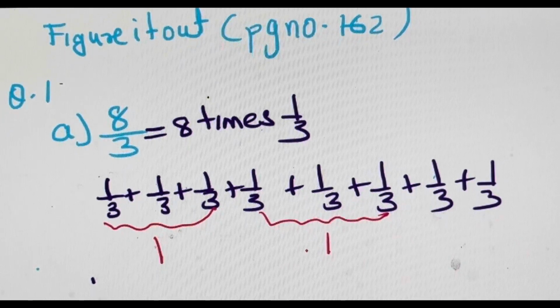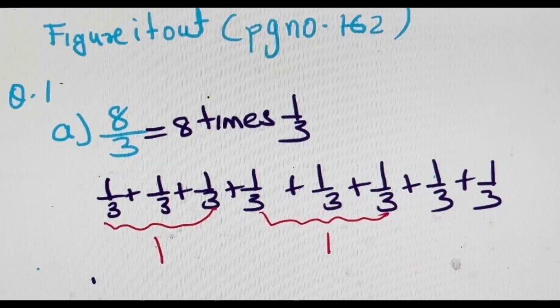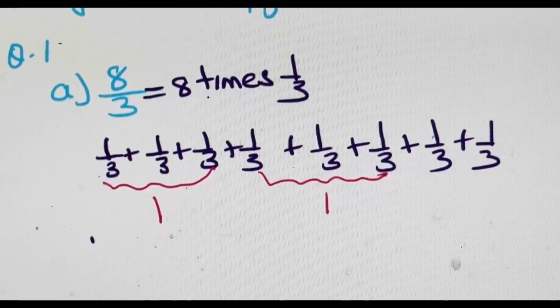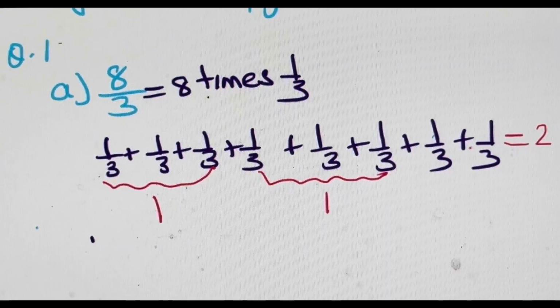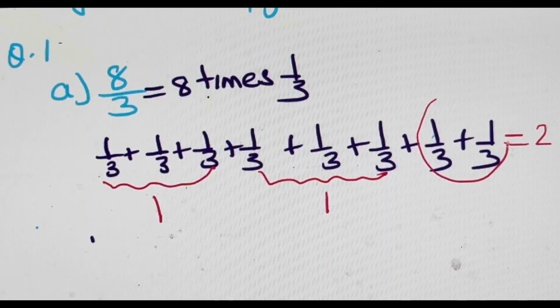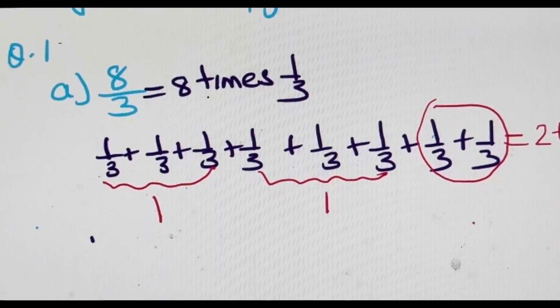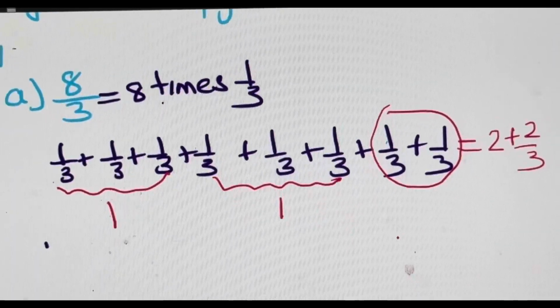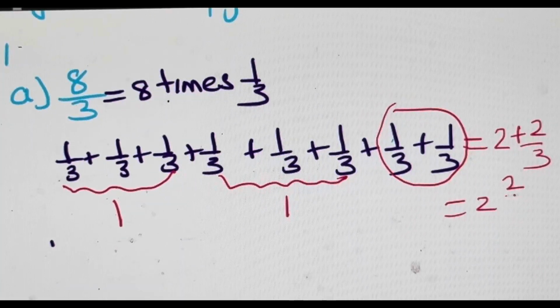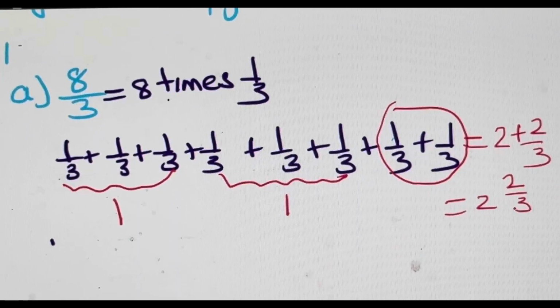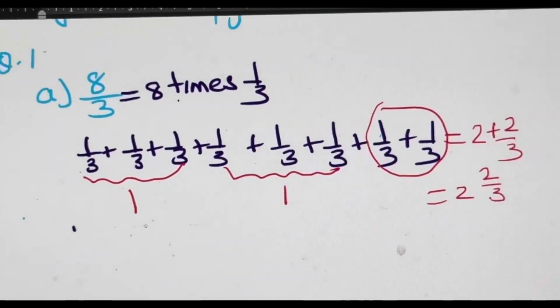So what you are getting now is 2 wholes. And what is left? 2 times 1 upon 3. So the answer will be 2 whole, and this 2 times 1 upon 3, that is 2 upon 3. It can be written as 2 whole 2 upon 3 without the plus sign. So 8 times 1 upon 3 gives you this answer.